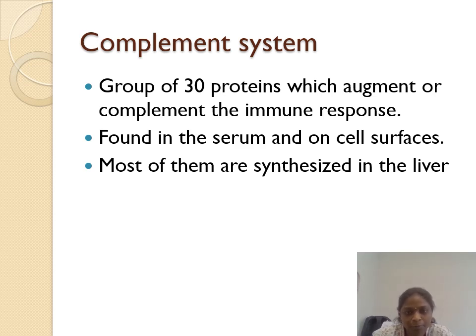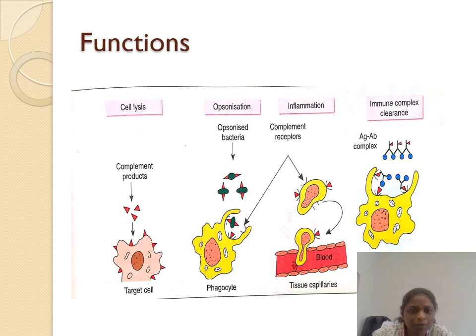These are a group of proteins which augment or complement the immune response, found in the serum and on cell surfaces. Mostly the complement system components are synthesized in the liver. Under the complement system, we have four procedures: cell lysis, opsonization, inflammation, and immune complex clearance.